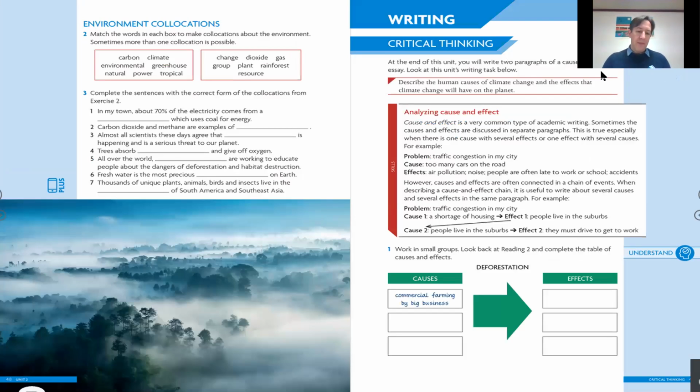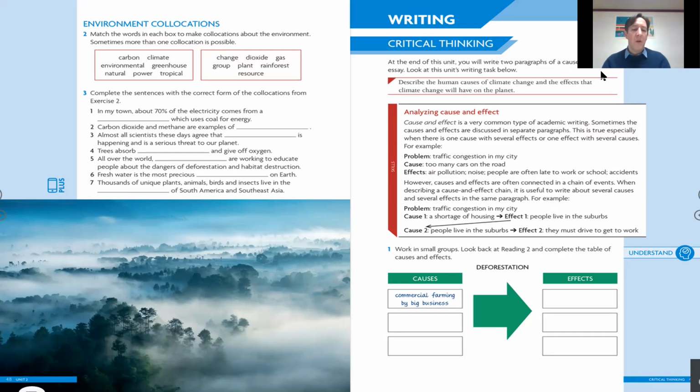Page 48. We're going to have a quick look at this. Environment collocations. Right, do you know the meaning of collocation? Collocation is basically when you add 2 words together. You take 2 words and you put them together. Adding 2 things. So number 2 says, match the words in each box to make collocations about the environment. Sometimes more than one collocation is possible. So look at some examples.